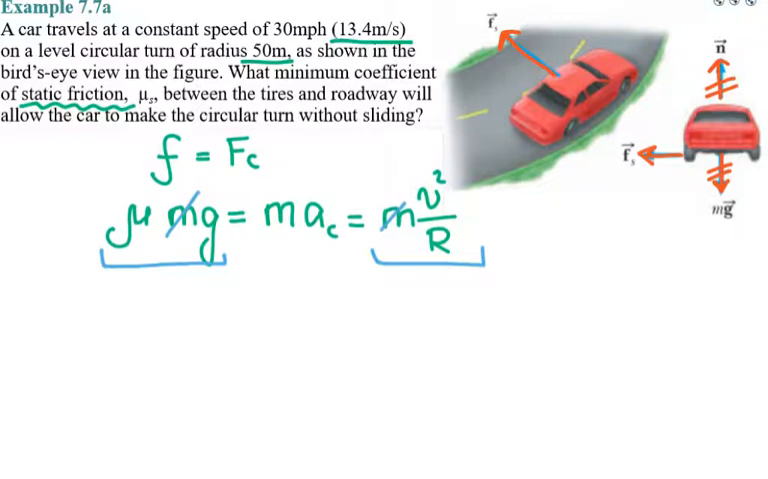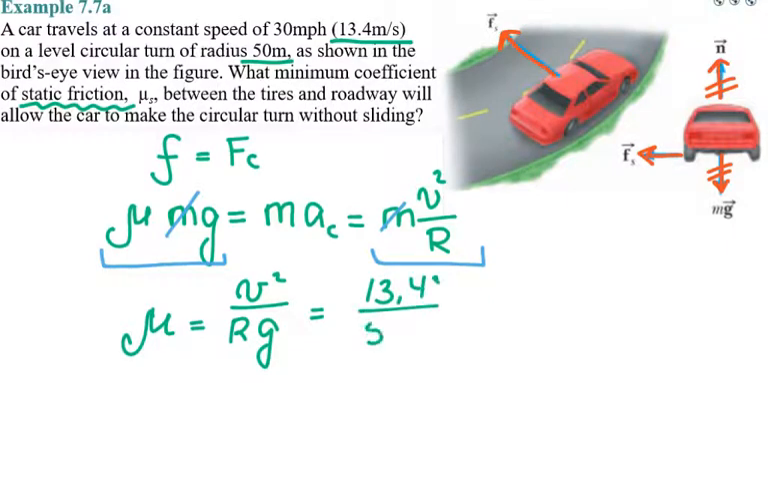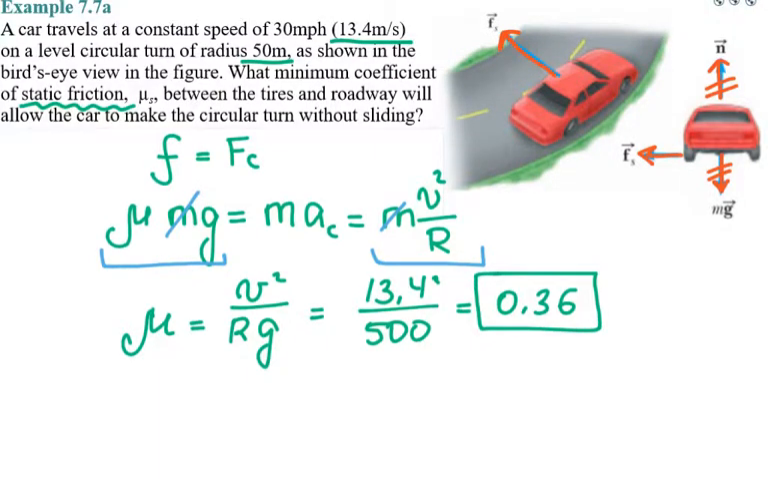So if I plug in my numbers, I will get that mu is equal to v squared over rg, and that will give me 13.4 squared divided by 500, which equals 0.36. So your coefficient of friction has to be at least 0.36 for the car not to slide or skid on the ground and stay on the track.